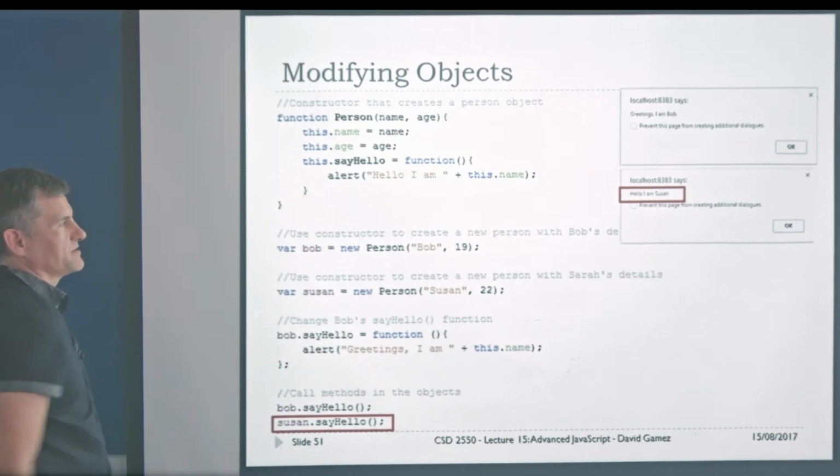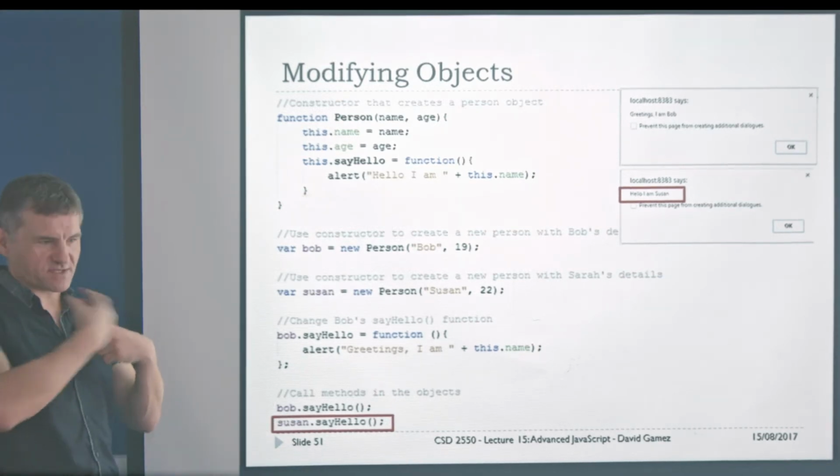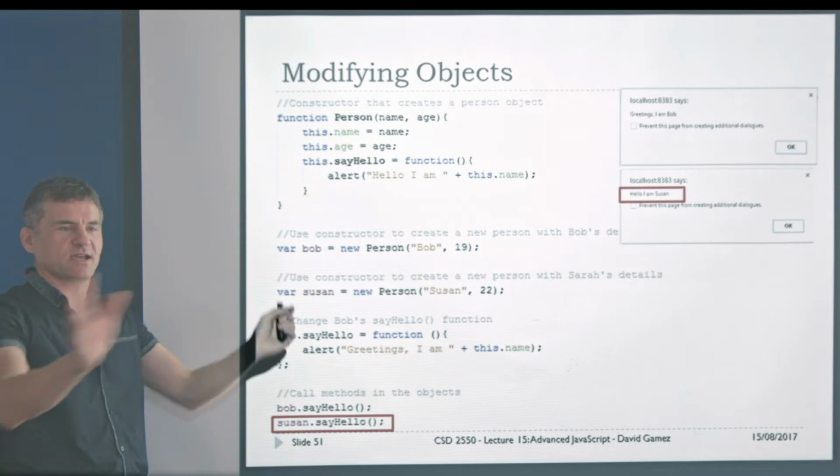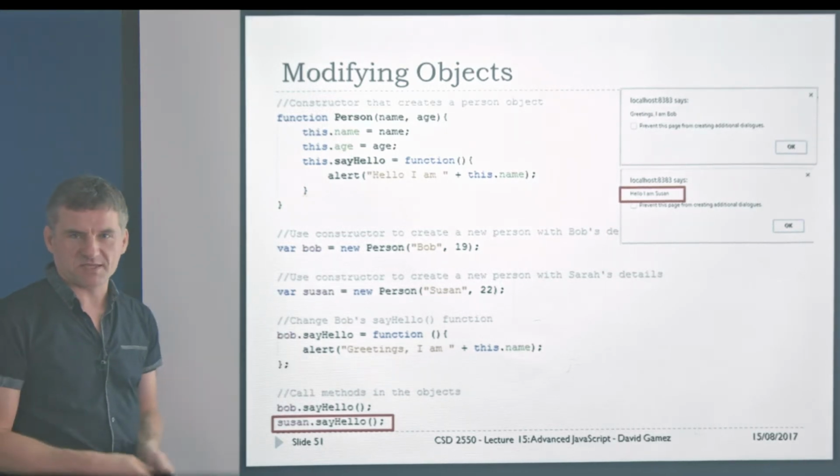I haven't touched the Susan object, because once a constructor creates an object, that object just goes off into the world and does its own thing, and there's no longer any connection between the constructor and the object, or between the objects that are created with the same constructor.